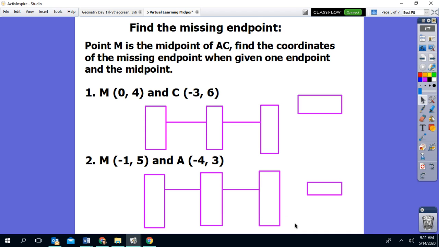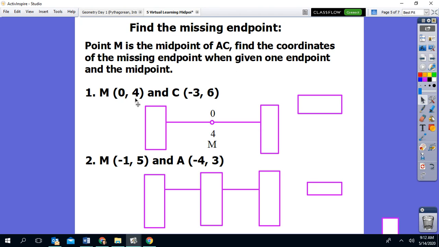Okay, guys, welcome back. We are now finding the missing endpoint, or sometimes it's called the other endpoint. With these examples, they give you a midpoint. They give you M, and they say that that's the midpoint of AC. What I do is I draw a segment, kind of like a number line, and I put M in the middle because M is the midpoint. It says to find the coordinates of the missing endpoint when you're given that one.